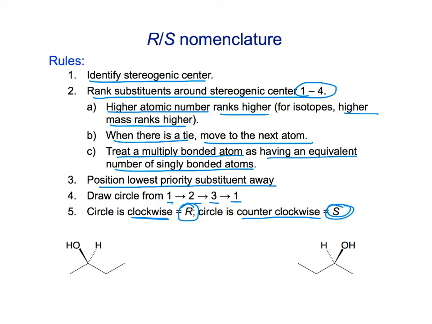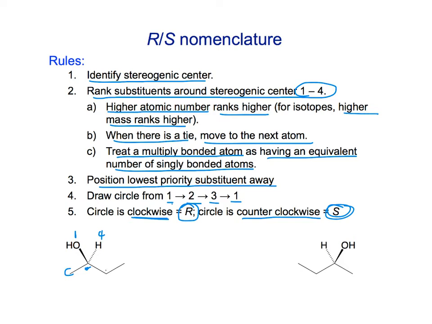Is there a stereogenic center? Yes, there's one right here because it has an OH, it has an H, it has a methyl, and it has an ethyl. So we need to rank the four different groups attached to that carbon. We rank it based upon atomic number. Oxygen has a higher atomic number than carbon or hydrogen, so it's ranked number 1. The other easy one to do is the hydrogen, which is going to be ranked number 4 because it has the lowest atomic number.